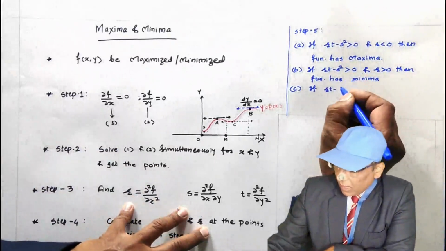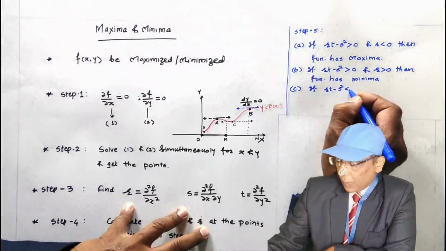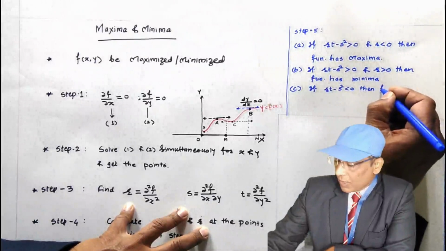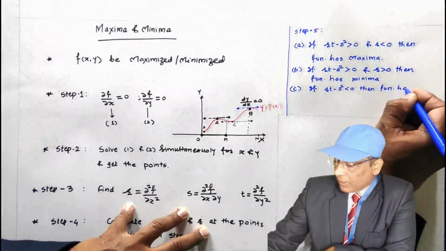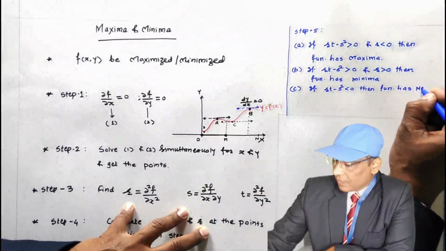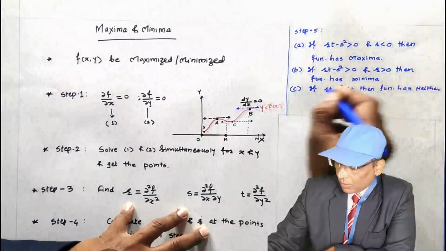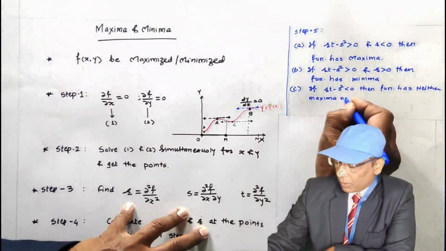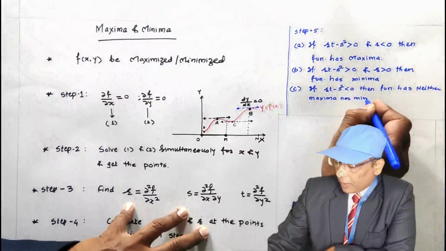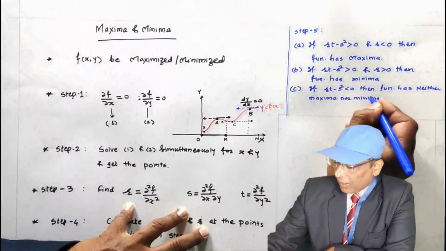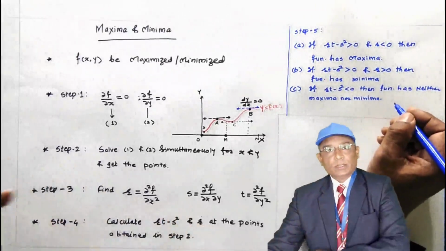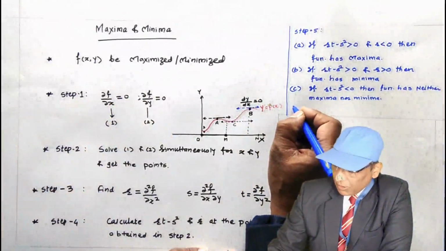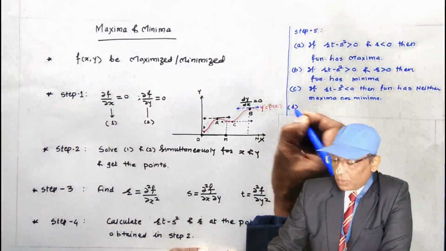There may be the case like this, rt minus s square is negative, less than 0. Then the function has neither maxima nor minima. This is very important. If rt minus s square is less than 0, is negative, then the function has neither maxima nor minima. Where does it occur? At a saddle point.